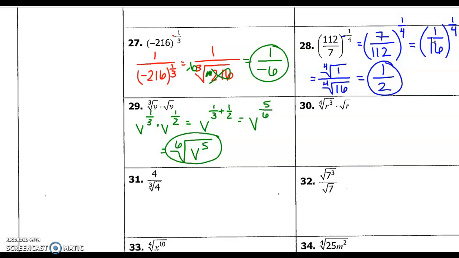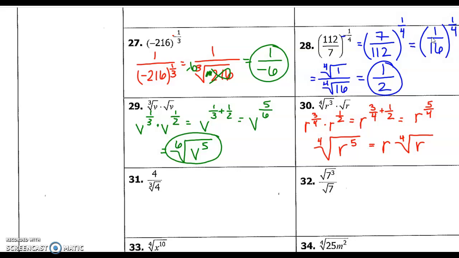Same thing on this one. I can't multiply a 4th root by a square root, but this is like r to the 3/4 times r to the 1/2. Multiplying like bases is adding the exponents. So I'm sitting at r to the power of 5/4. So I'm sitting at the 4th root of r to the power of 5. That means I could make one group of r's and I would have one left over. So I'm at r times the 4th root of r.